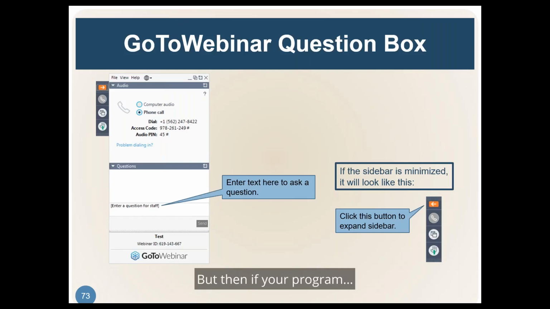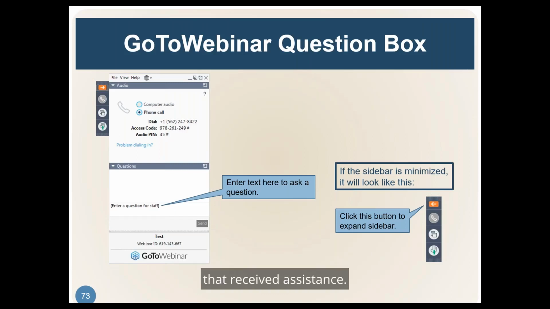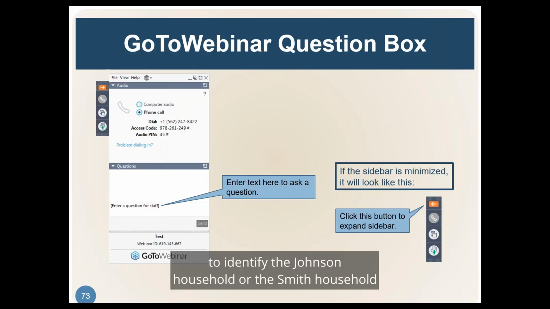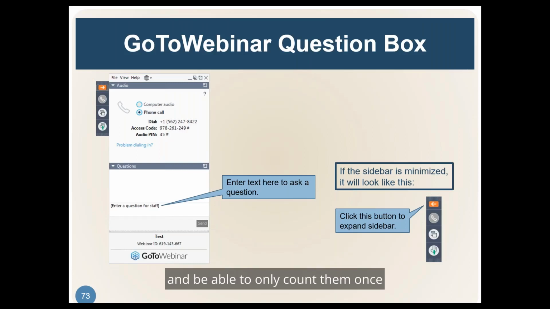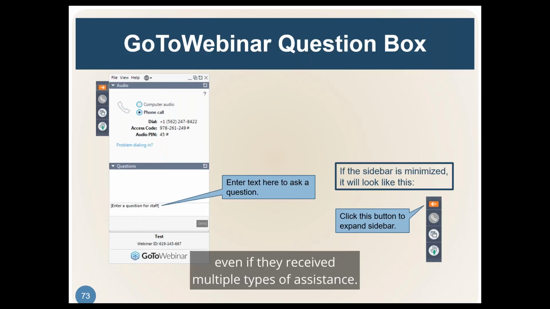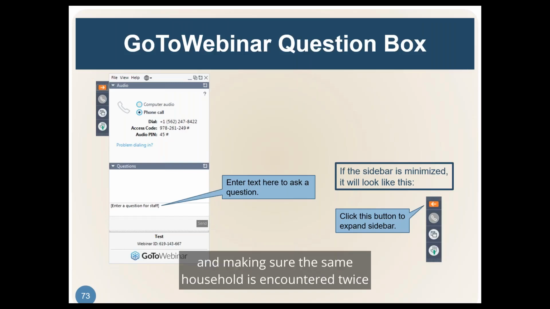But then if you're providing multiple kinds of assistance to the same households, HHS is interested in knowing the count of unique households that receive assistance. So you need to use your household ID if you have a household ID in your data system, or use some information you have to identify the Johnson household or the Smith household, and be able to only count them once, even if they received multiple types of assistance. So that involves putting all your data together, having a way to identify households, and making sure the same household isn't counted twice when you're doing any type of assistance lines.